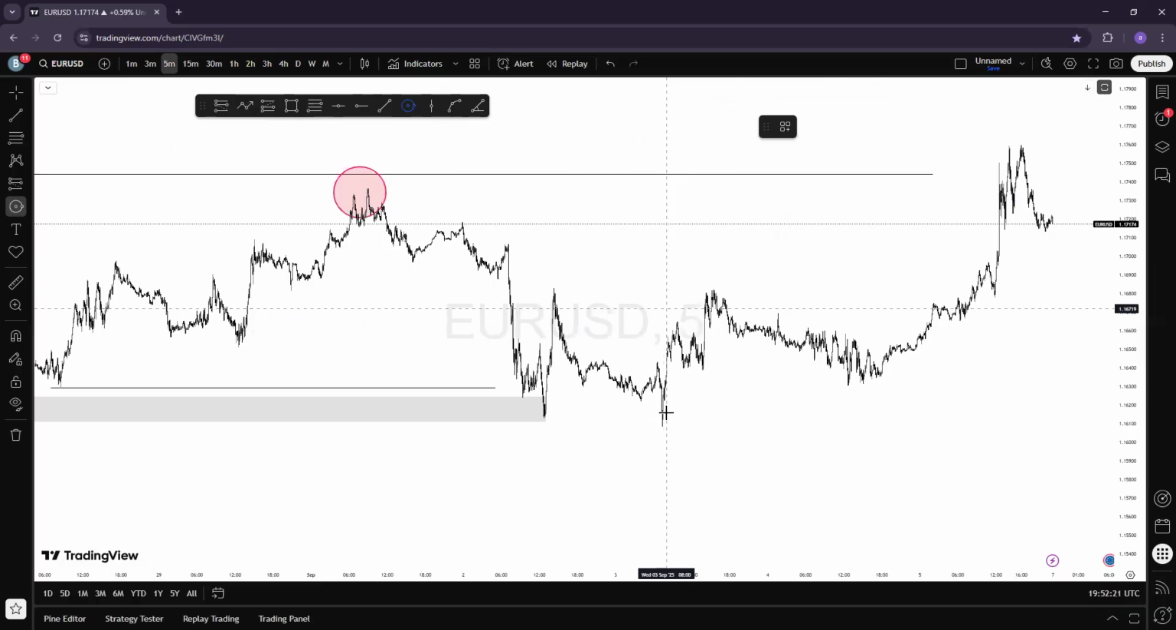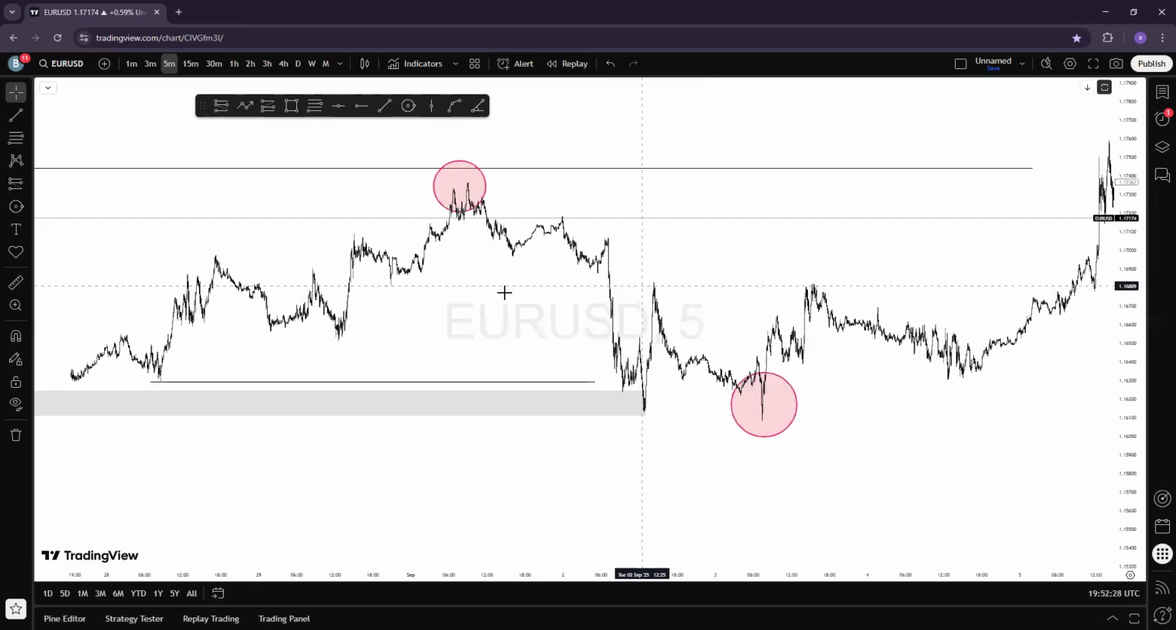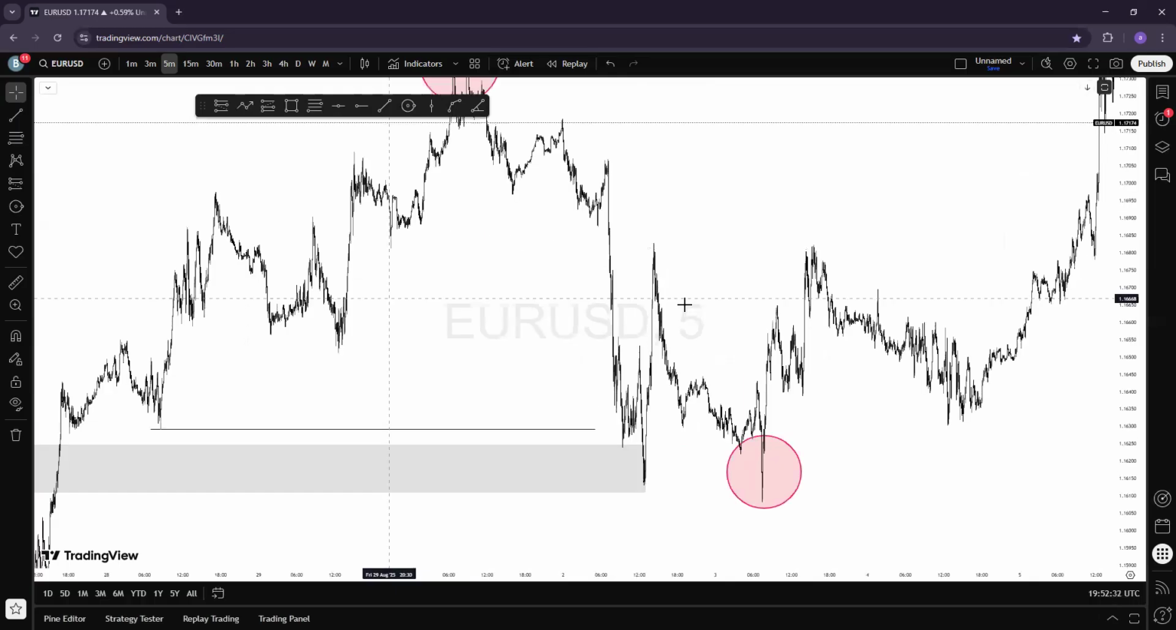Okay, let's dig in. Let's dive in. Exactly, because I've already marked all these entries here, the entries that happened around here.